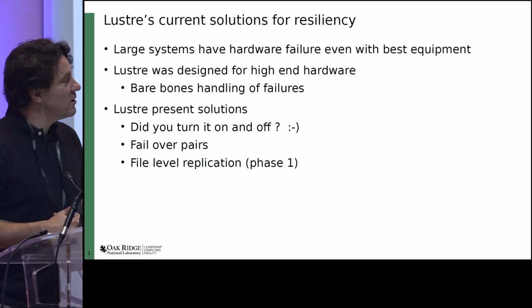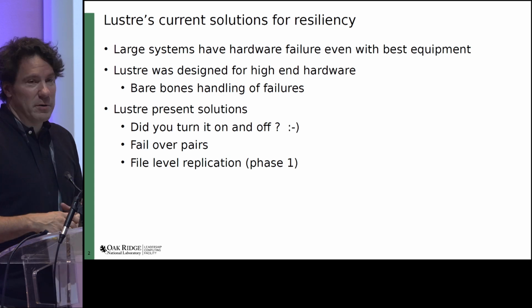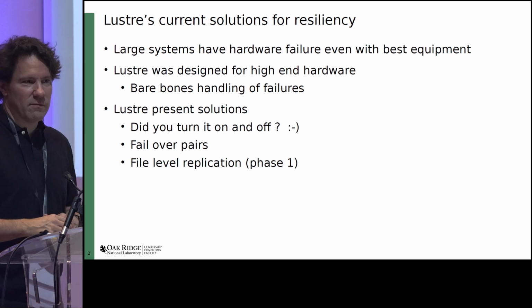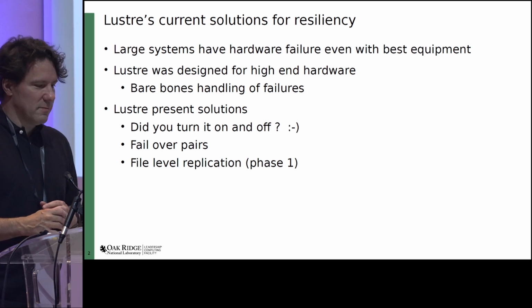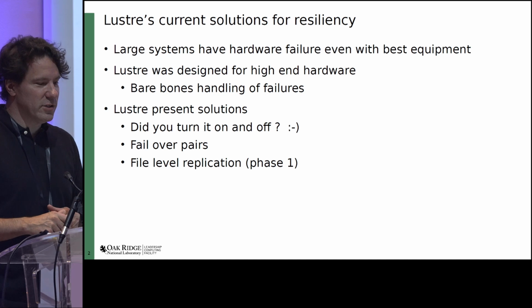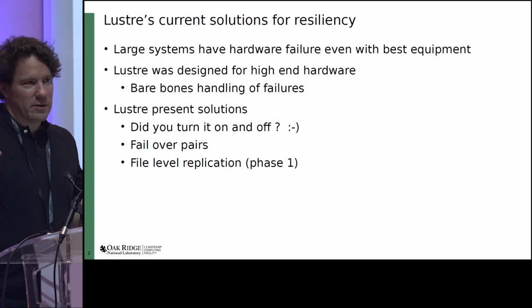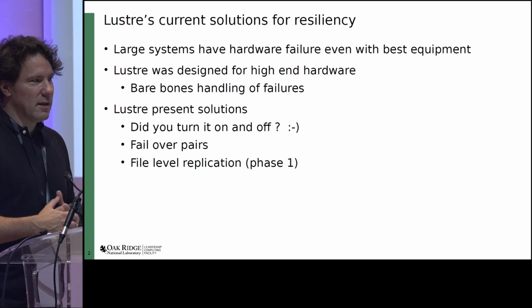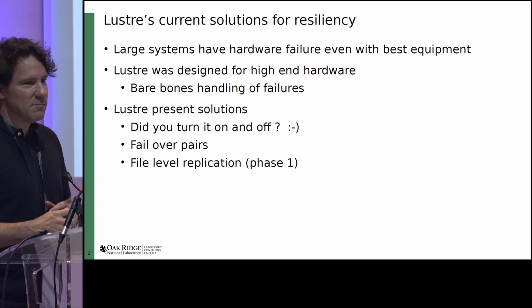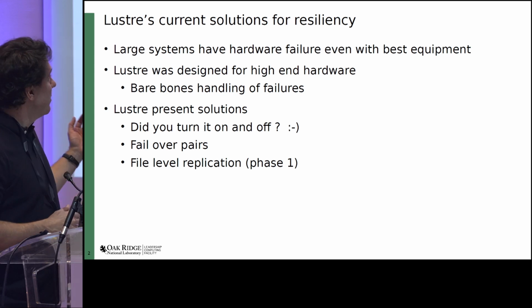The other solution is failover pairs. Usually everybody does failover pairs, but Lustre doesn't have internal mechanisms really to handle this, so you have to use things like Pacemaker to automate this process. And then, of course, as time went on, people wanted some kind of replication. So we had mirroring developed. We have file-level replication, and there are different phases of this file-level replication. Only phase 1, to my knowledge, has been completed. So there's phase 2 and phase 3 and phase 4. These are the things that we're trying to address.